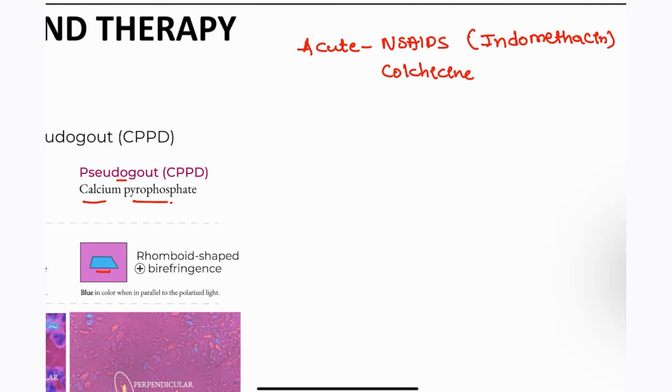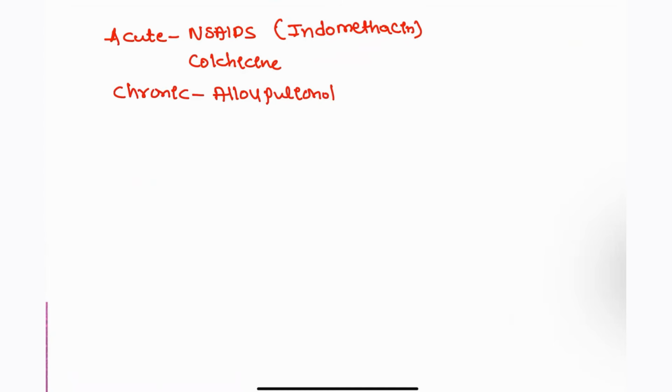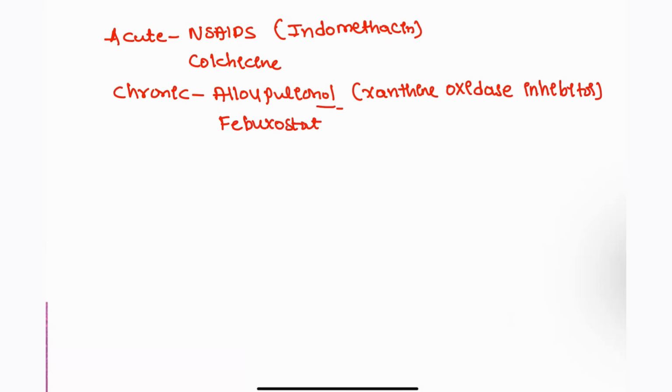Okay, this is going to be anti-inflammatory. Next, for those who are suffering from chronic gout, you have to give allopurinol. So what is the mechanism of allopurinol, guys? This is going to inhibit purine metabolism; it is a xanthine oxidase inhibitor. Nowadays we are also going to add febuxostat, but the drug of choice is still allopurinol only.